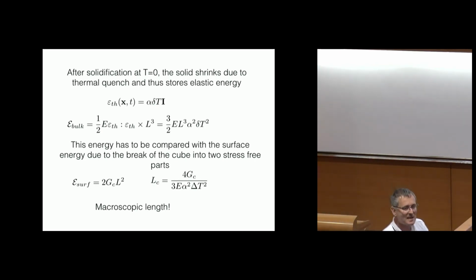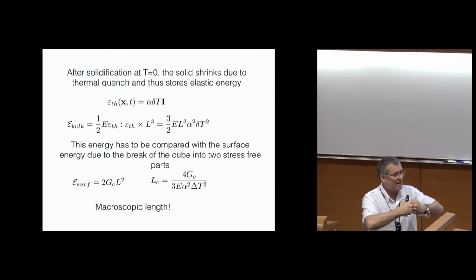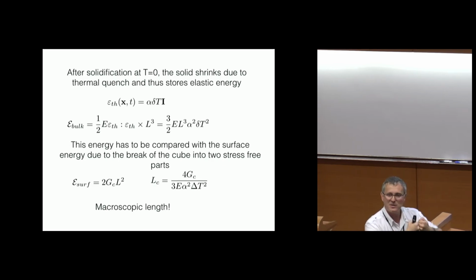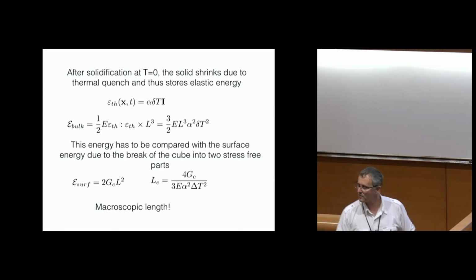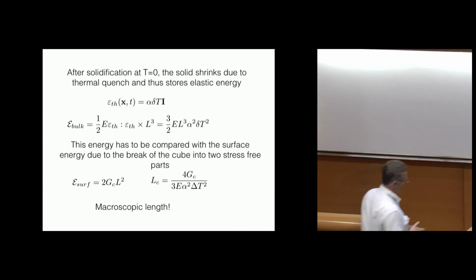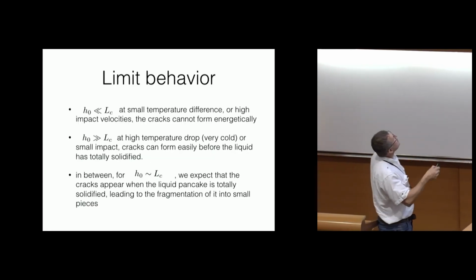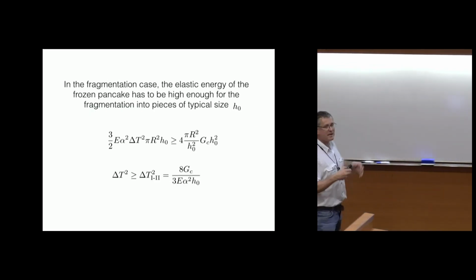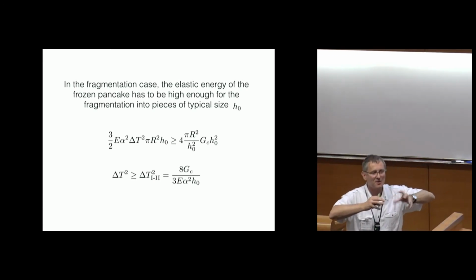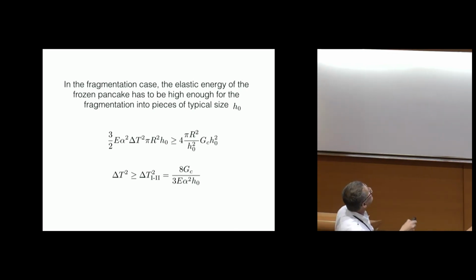So basically, this Griffiths length tells you that if what you are looking at is smaller than this length, it will remain elastic. Elastic deformation is favorable. On the other hand, if your system is bigger than this length, you will prefer to crack instead of keeping the elastic deformation. So if we do that, and I will stop by that, it gives us a good way to understand things. In particular, what is interesting is that you can compute the energy of the frozen structure when it reaches the substrate temperature.